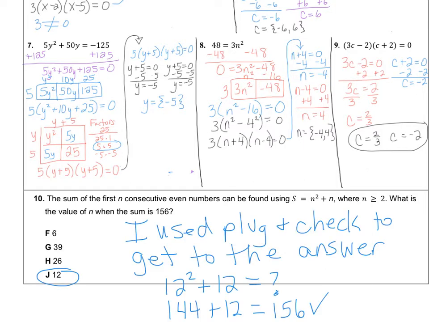Okay, and I used the plug and check method because they'd already given me the answers. And so I just tried them and kind of used some logic on which ones to use, and 12 ended up being the answer on this. When I plugged in 6, it was too low, and 39 was way too high, so that's how I got down to 12 as being the answer.